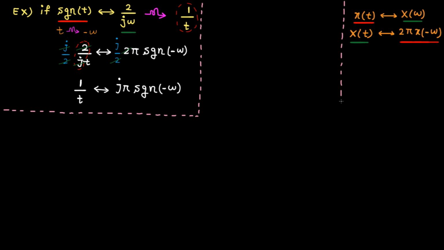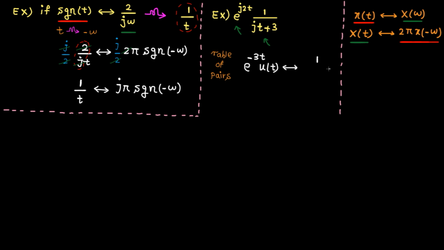Next example. What is the Fourier transform of this signal? To solve this example, first I'm gonna use duality. Then I will multiply the signal with this complex exponential and use frequency shifting property. From the table of pairs, we know the Fourier transform of e to the power of minus 3t ut is 1 over j omega plus 3.